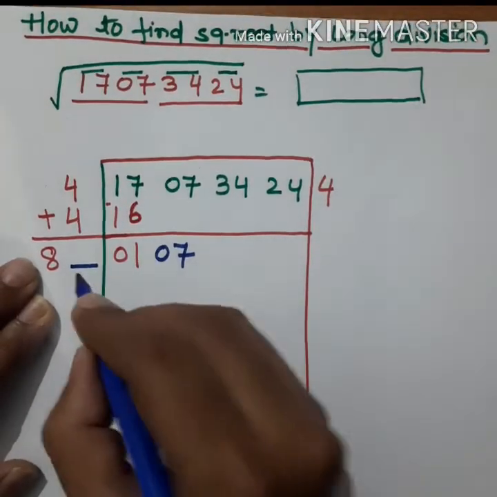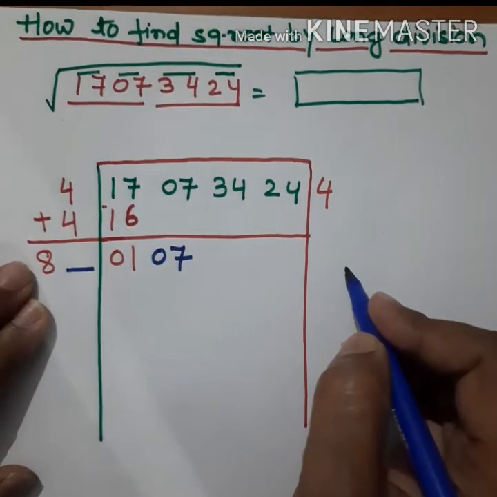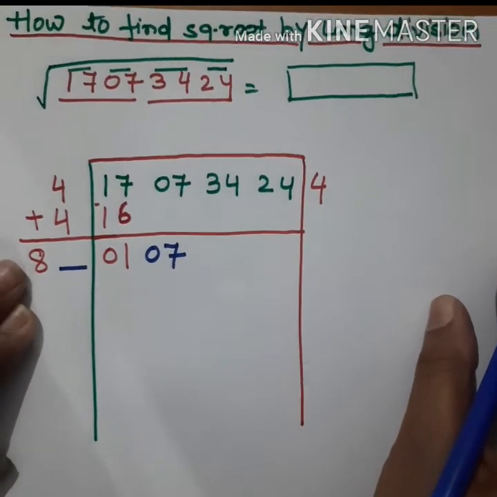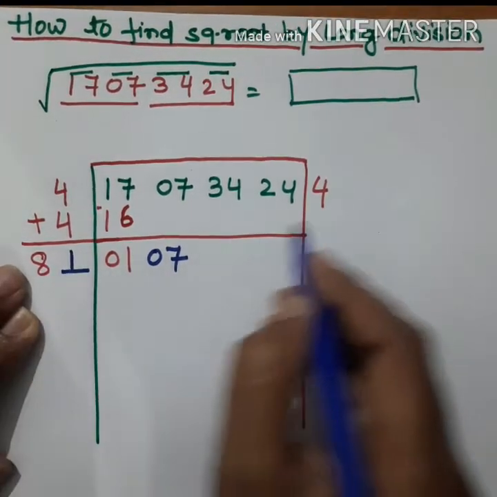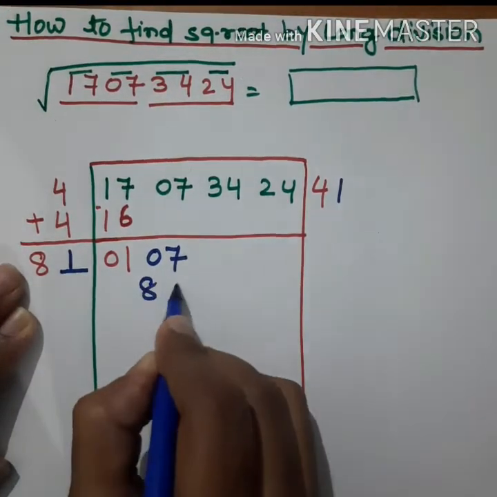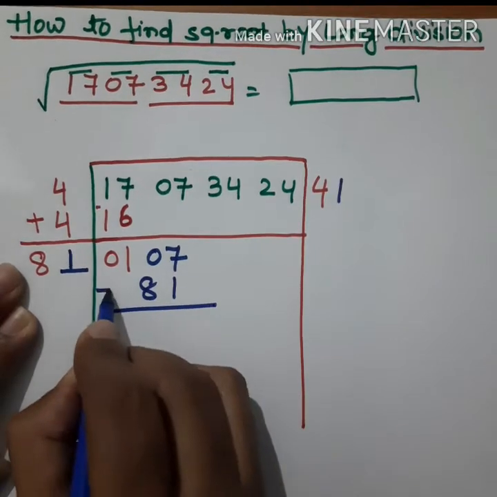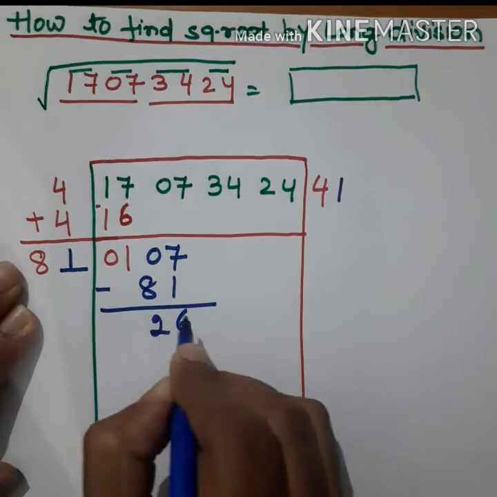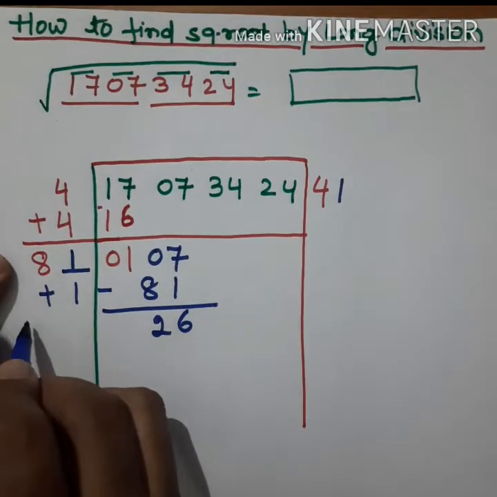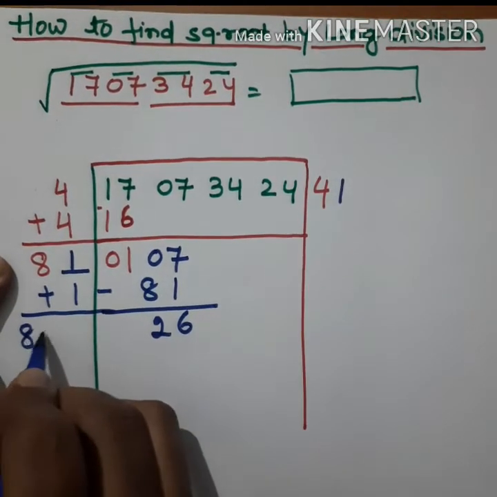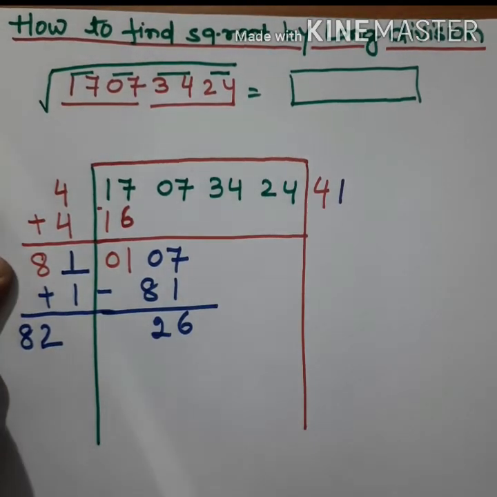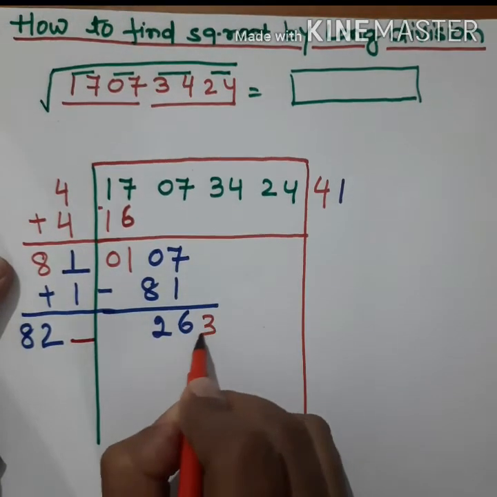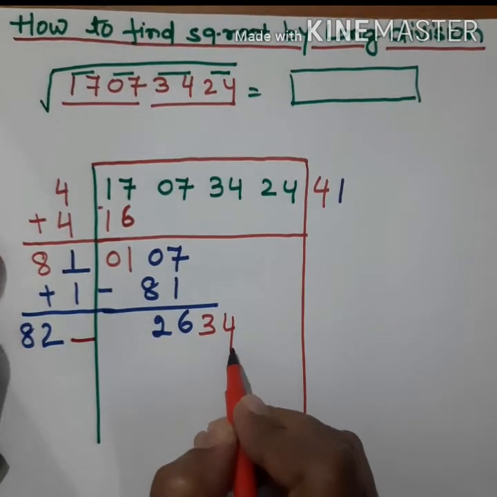Now see, 81 ones are 81 and then 82 twos are, what will be 82 twos are? 164. So 164 is not suitable. So 81 ones are 81. So it will be 107 minus 81, you are getting 7 minus 1, 6 and 10 minus 8, 2. Again you have to add 1 here. So what will you get here in the divisor's place? You will get 82 and one place will be vacant to its right side. And now bring down this 34. What do you have in the dividend's place now?